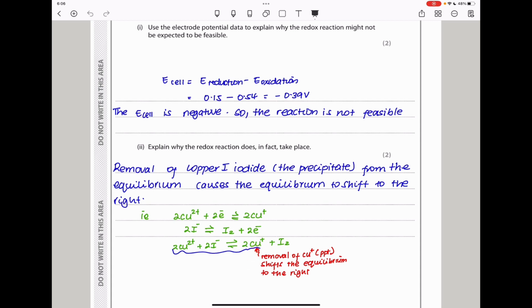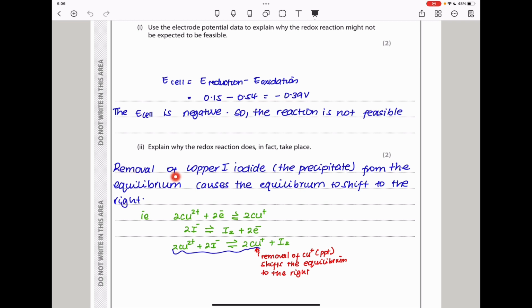the number of moles of some of these products is going to be reduced, and therefore equilibrium is going to be shifted to the other side. So shifting equilibrium to the other side ensures that this reaction occurs even if it was not expected to occur. Remember, the product that we're going to have, copper 1, is going to be precipitated and removed, and removing that ensures equilibrium is shifted to the right.